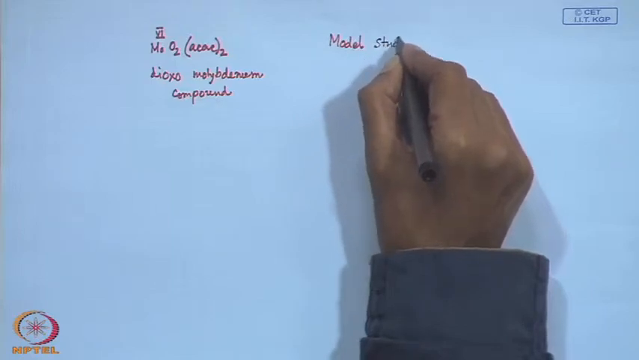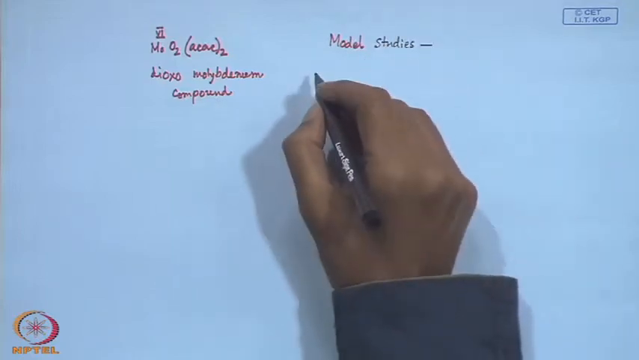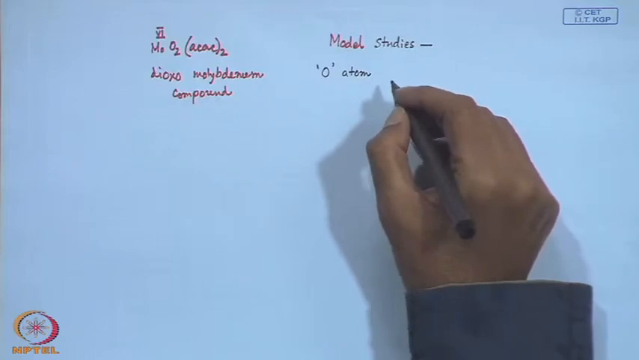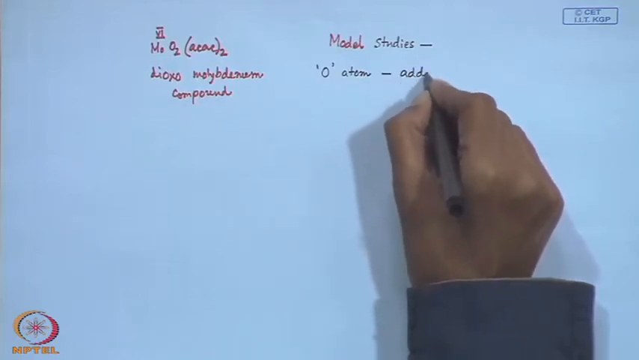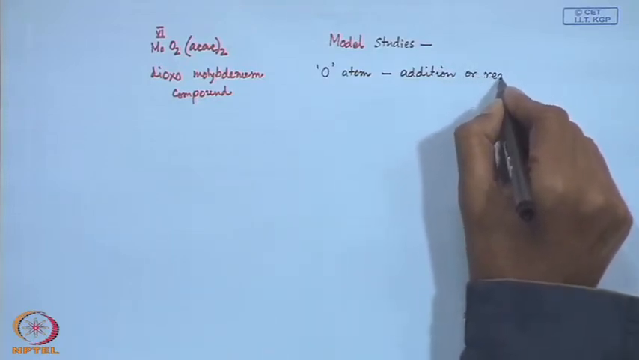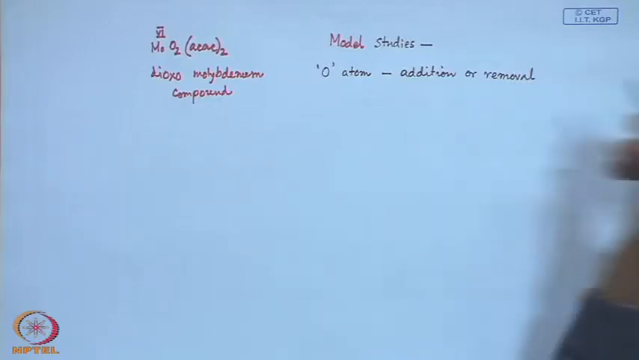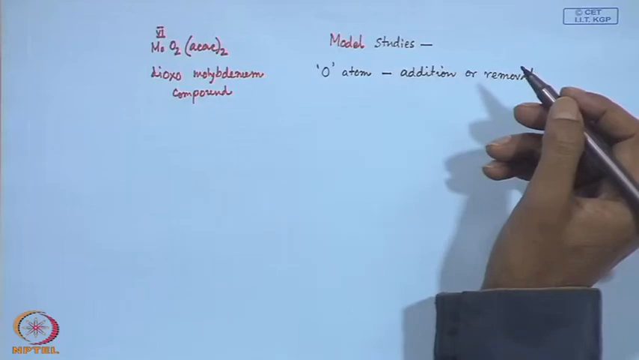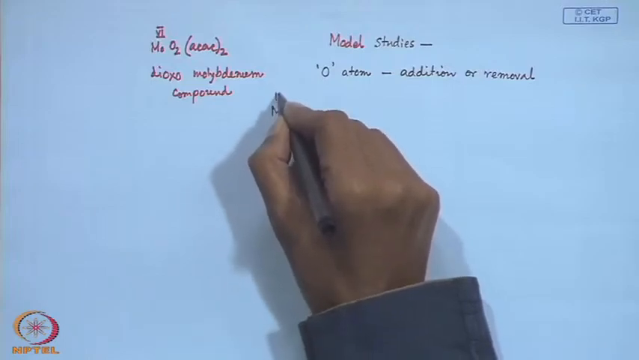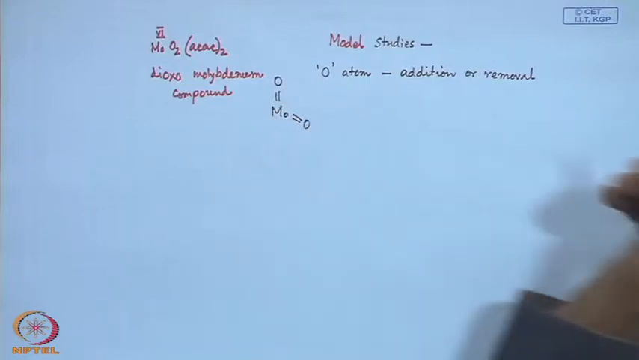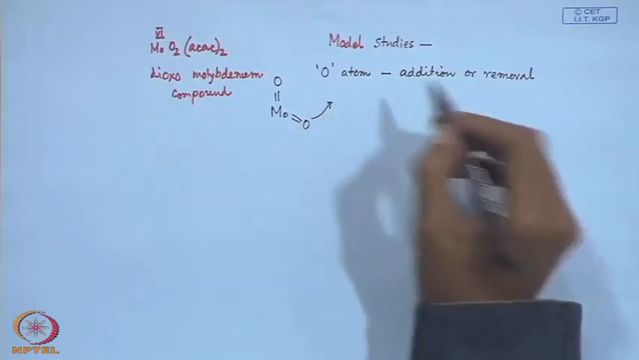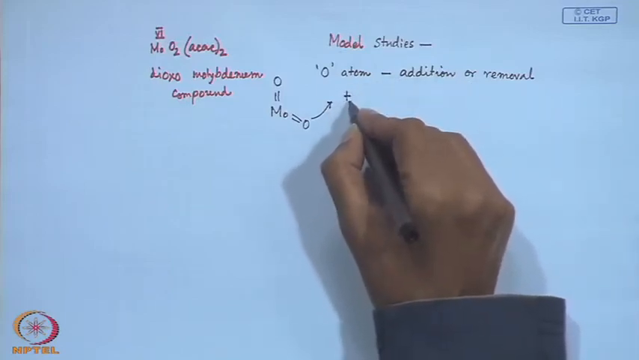Model studies will tell us the fate of this oxygen atom, whether it is going for addition to the molybdenum center or removal. In one case we are adding an oxygen atom to the molybdenum center, in another case we are removing it. Since we are talking about molybdenum in the cis dioxo form, we are basically talking about oxo removal or oxo addition from the terminal sites.